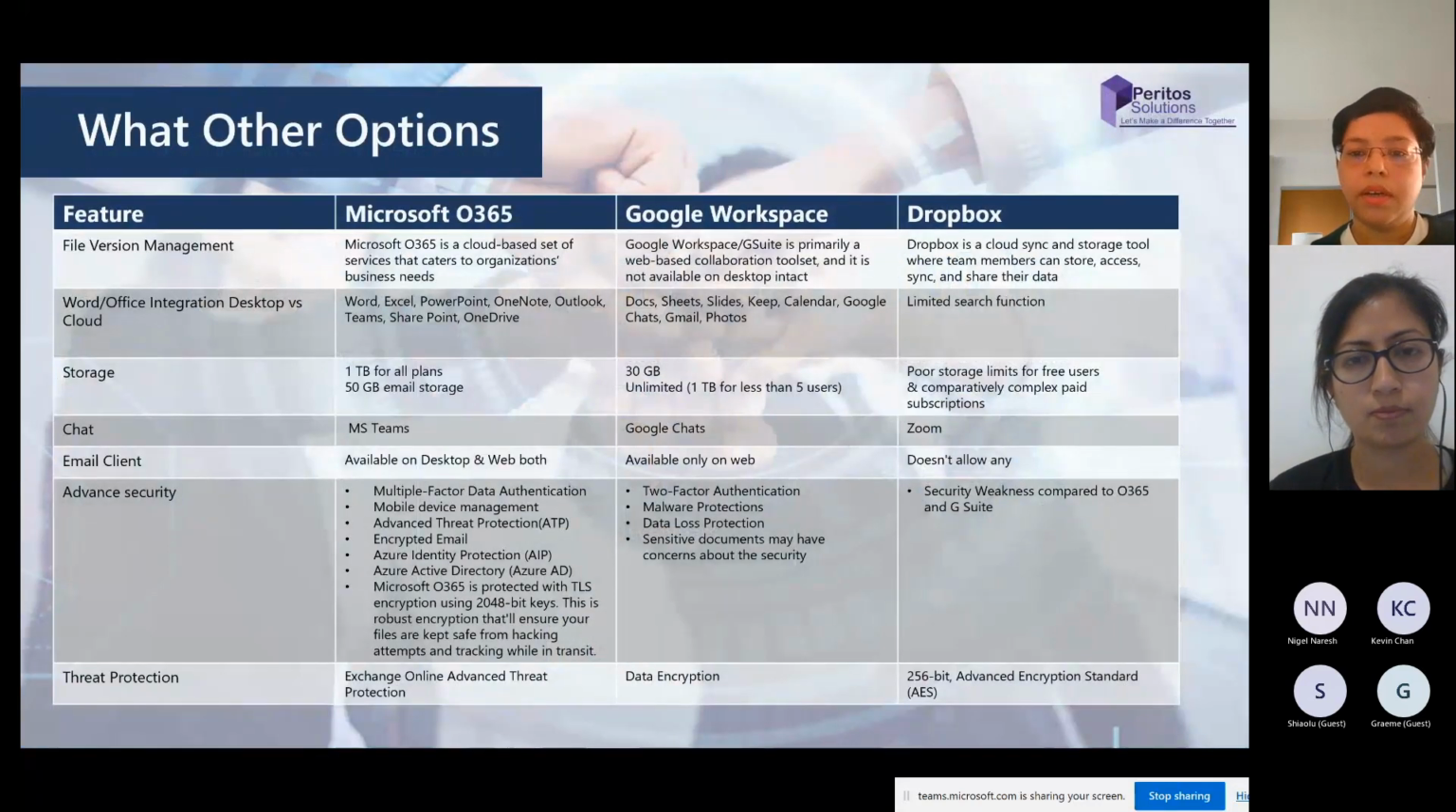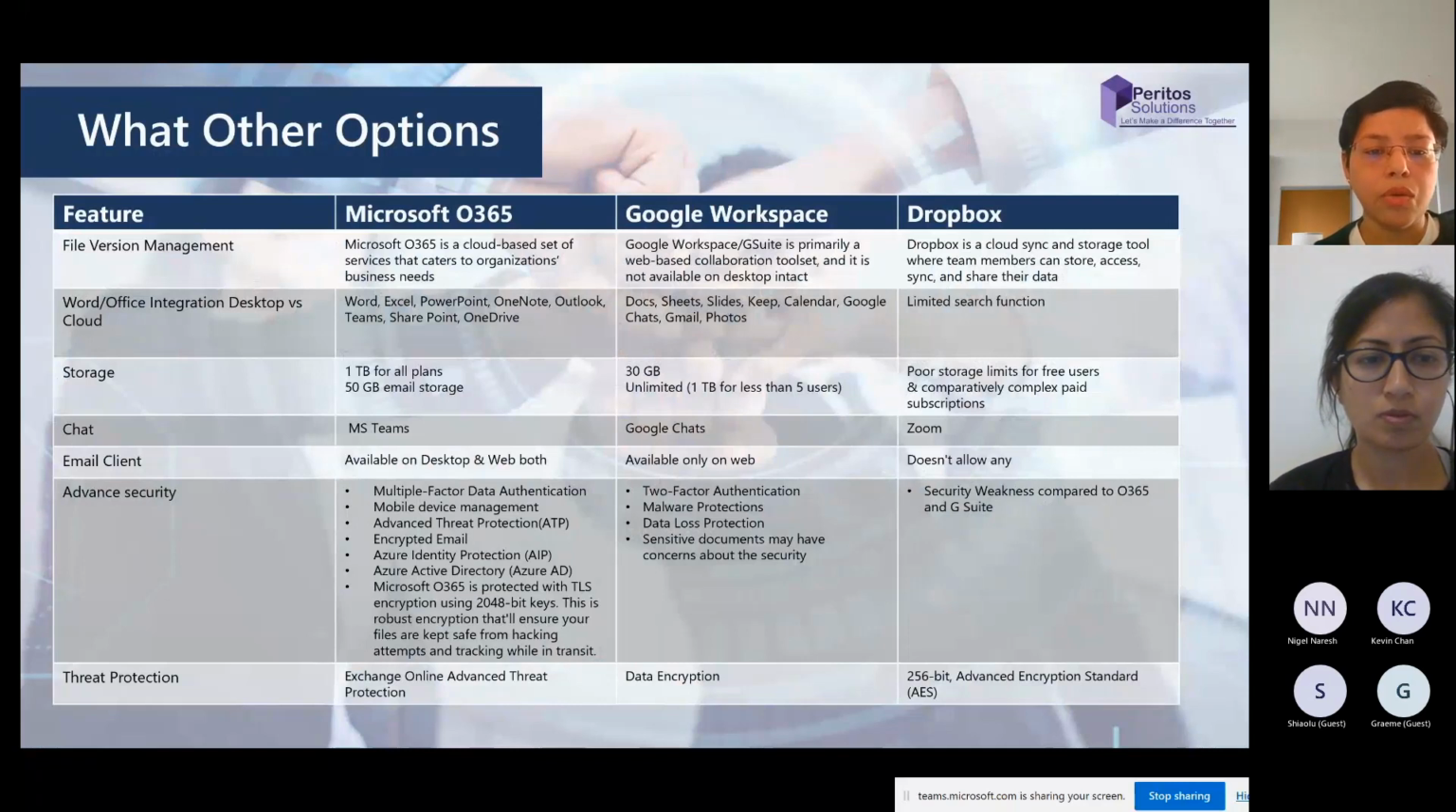So as you see here, we'll talk about the other options available in the market, which are Google Workspace and Dropbox. Both of them lack the basic capabilities that O365 provides, which include file version management, Office integration, desktop versus cloud, and storage capacity that's much more than Google Workspace and Dropbox provide. Again, you have the chat options where you have a powerful tool like Teams to collaborate internally with your team members and even with outside users.